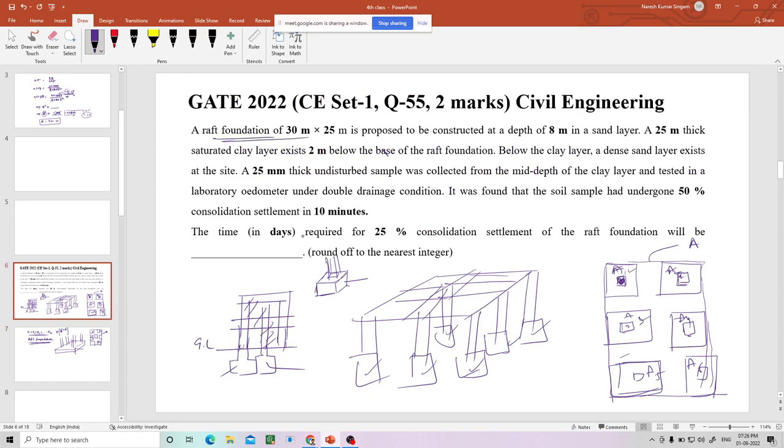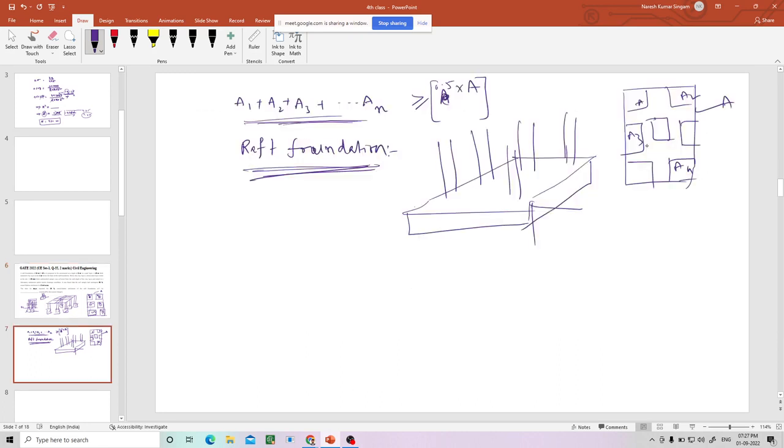That is the reason why, if you see this 30 meter by 25 meter, the area of the land, the sides of the land, the floor, it is very big. So that much big foundation, that is the reason why it is a raft foundation, right? Now it is proposed to be constructed at a depth of 8 meter in a sand layer. Okay, so let us draw that first.